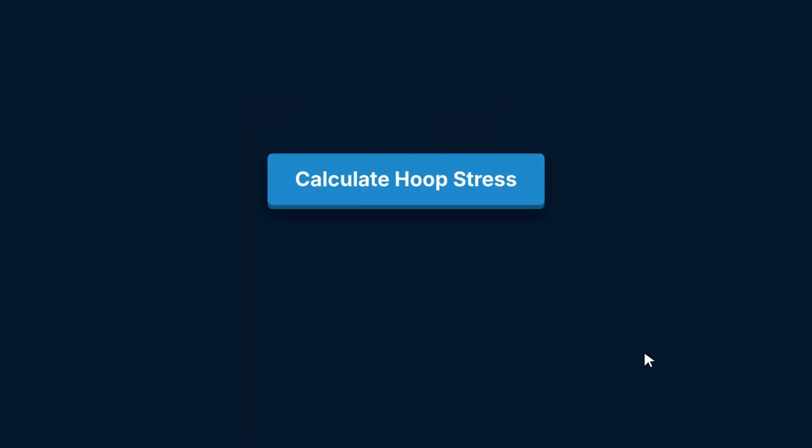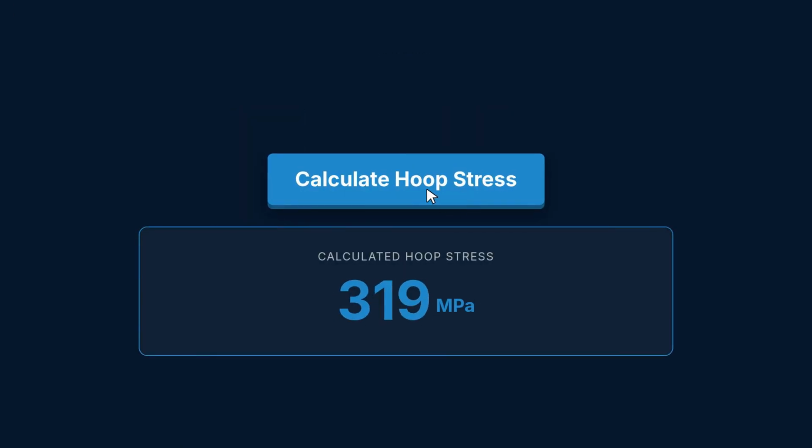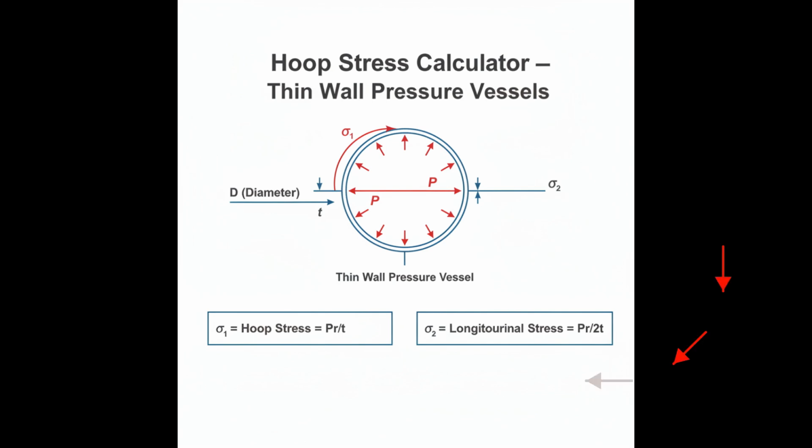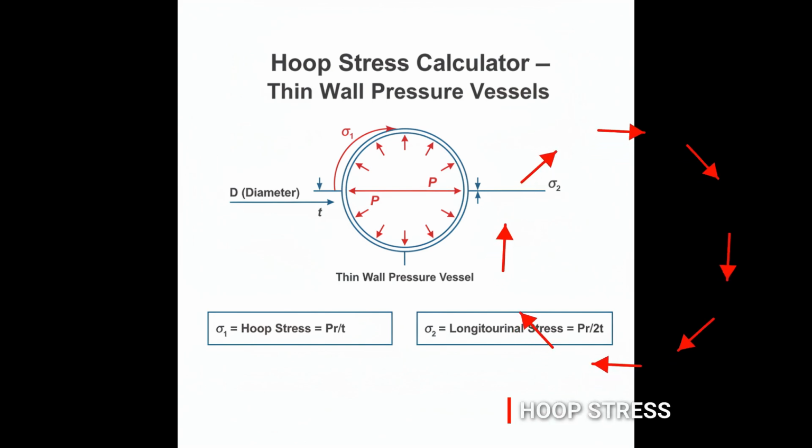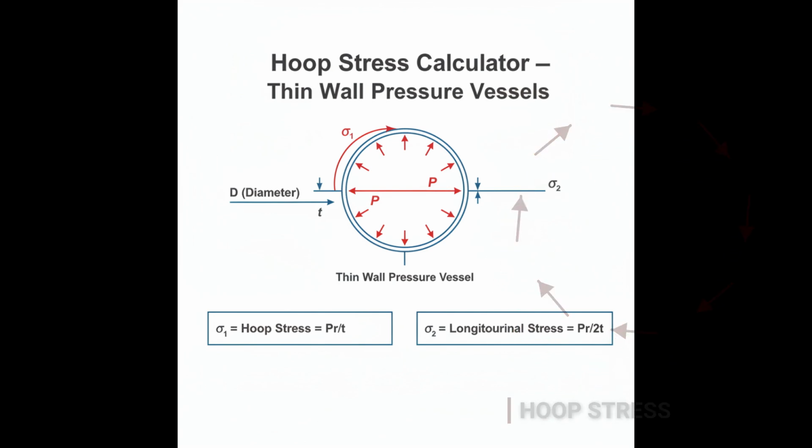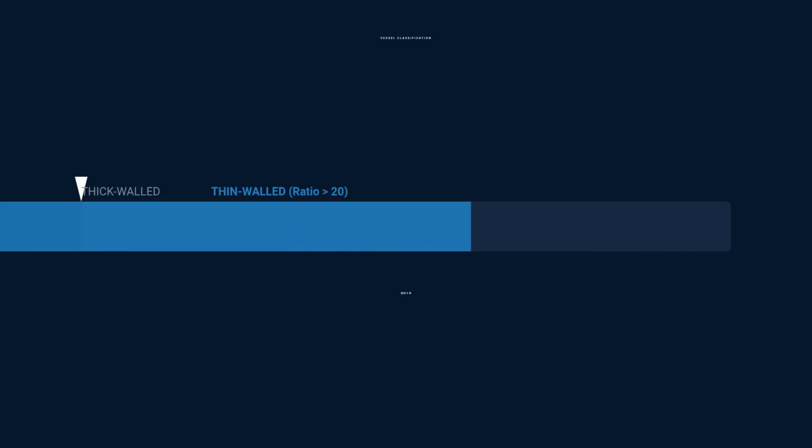After clicking Calculate Hoop Stress, the calculator provides your results. The hoop stress value represents the circumferential stress acting tangentially around the vessel wall. This is typically the highest stress in a thin-walled pressure vessel and is critical for design verification. The calculator also shows whether your vessel qualifies as thin-walled based on the diameter to thickness ratio.